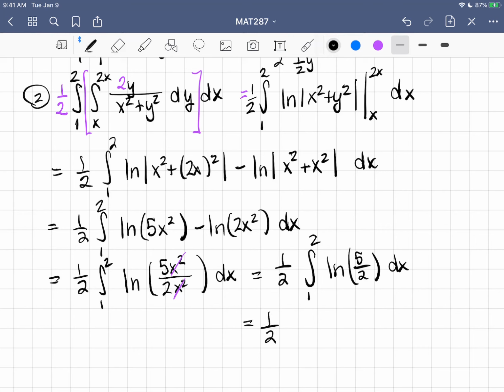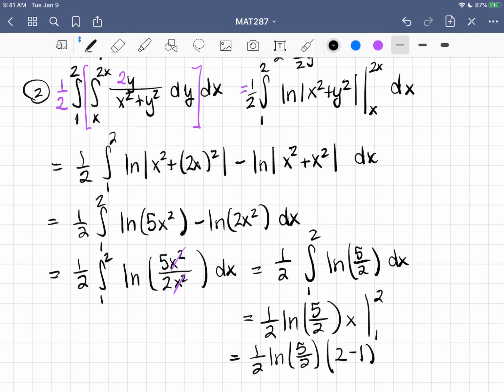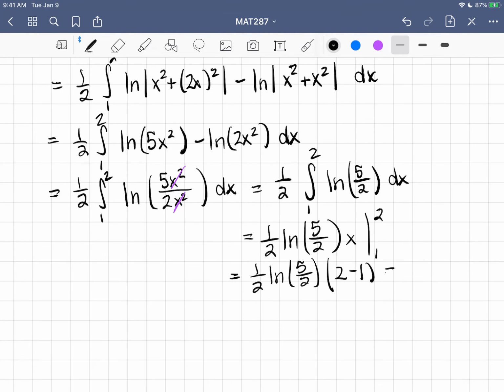I just have to integrate 1/2 natural log of 5/2 x evaluated from 1 to 2. So 1/2 natural log of 5/2 times 2 minus 1, or 1/2 natural log of 5/2.